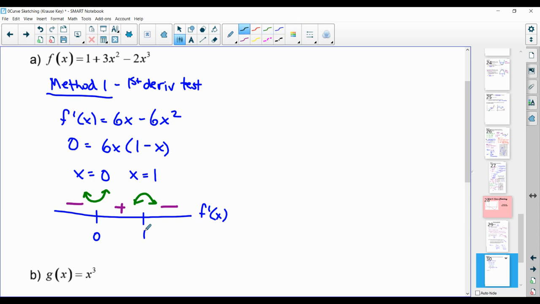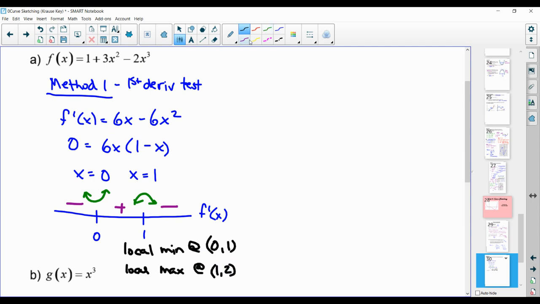And if we sub those into our original function, we can get our points. So the local min at (0, 1), and our local max at (1, 2).